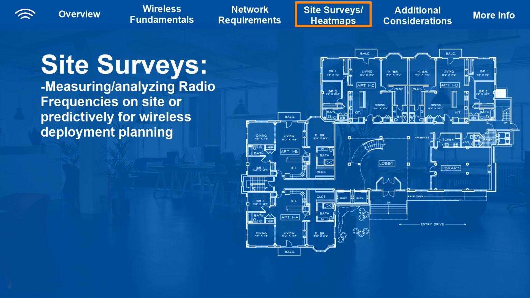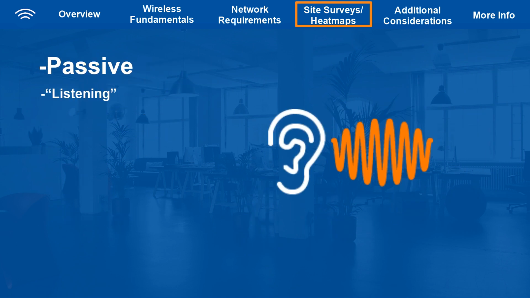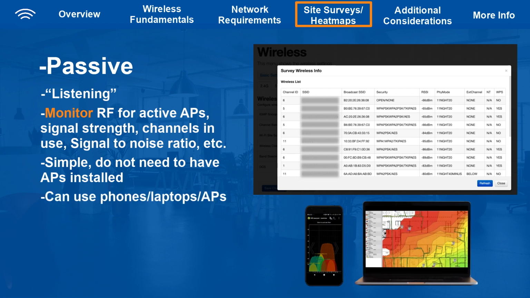Now, the best way to plan your wireless deployment specific to your site is to perform a site survey. There are 3 different types of site surveys: passive, active, and predictive. Passive surveys are listening surveys. They don't actually send out any traffic to the network, just monitor radio frequencies in the area. This can detect other APs in the area, their signal strength, the channels in use, signal to noise ratio in the area, and other useful information. This is the most common type of survey because it's simple and you don't actually need to have any APs installed. There's tons of different applications to perform passive surveys. You can even download free apps for your smartphones. However, smartphones aren't designed specifically to do this, so may not give you the most accurate response.